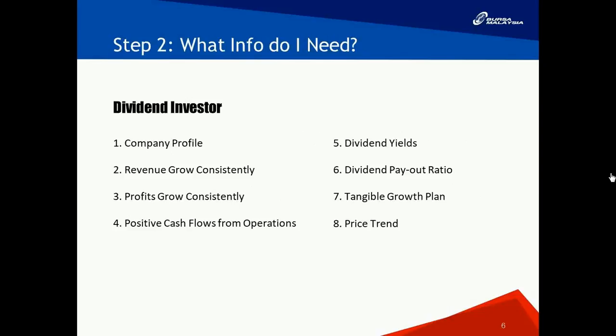So the first one is company profile. This is very important because I need to know what exactly the stock is doing, what kind of business it is doing, what kind of industry. So this is company profile, very important. Number two, as a dividend investor, I would like to see my income grow. Personally, for me, it can be on a quarter-to-quarter basis. It can be on a yearly basis. That means every quarter my dividend income must increase, or every year my dividend income must increase. So in order to do that, these 2, 3, and 4 will be very, very important.